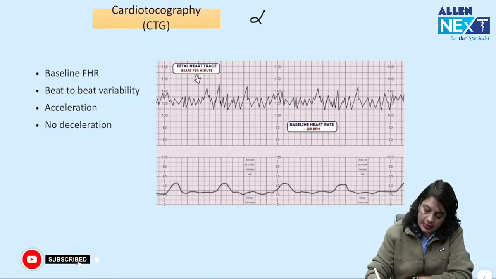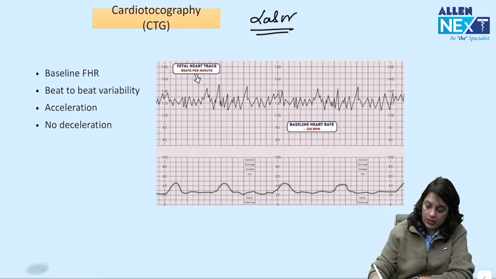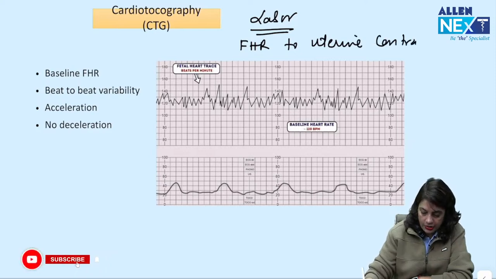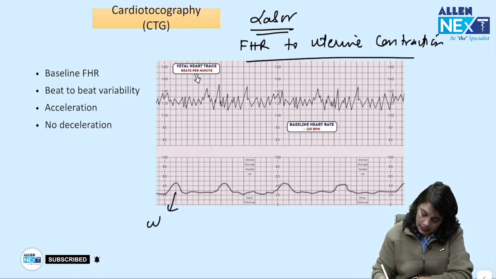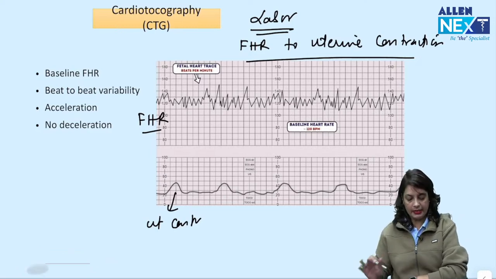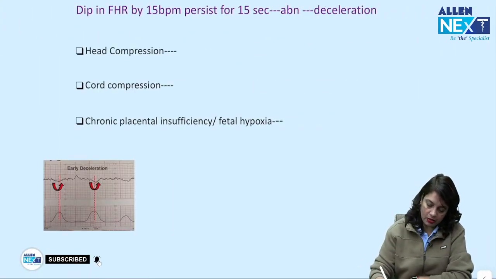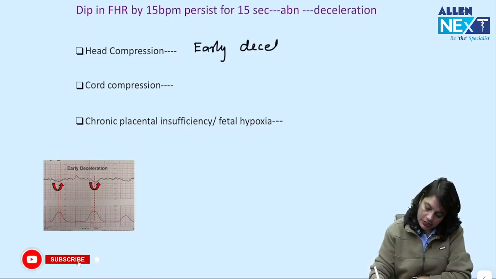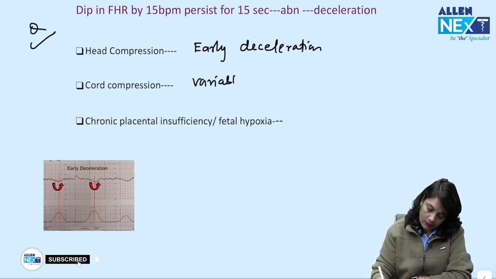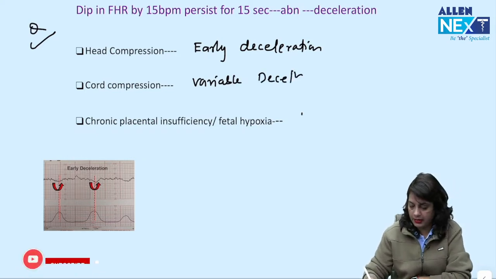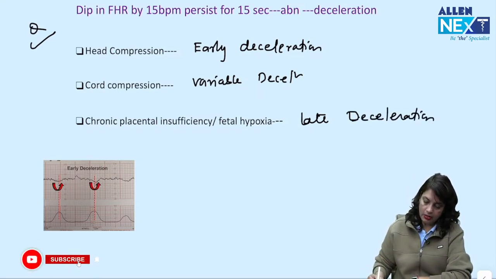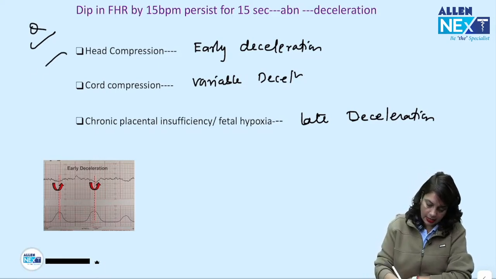Now CTG is done when your patient goes into labor. This is relationship of fetal heart rate to uterine contractions. Okay, so you can see this is uterine contractions and this is fetal heart rate. Nothing happens to fetal heart rate in a normal CTG. Okay, now head compression causes early deceleration. This is important. Cord compression causes variable deceleration. Chronic placental insufficiency causes late deceleration.